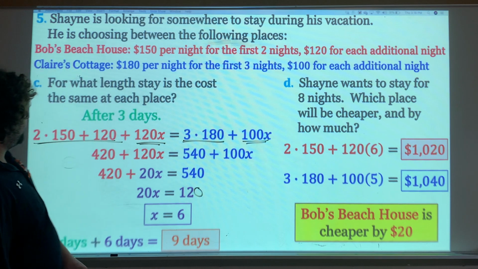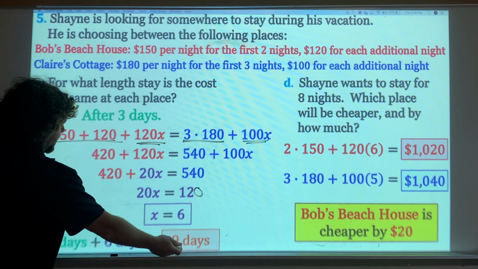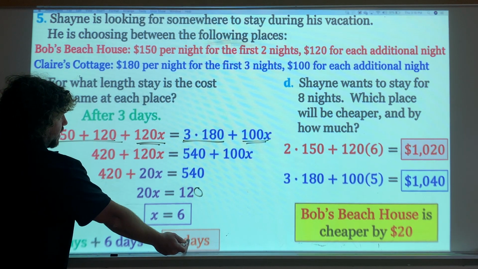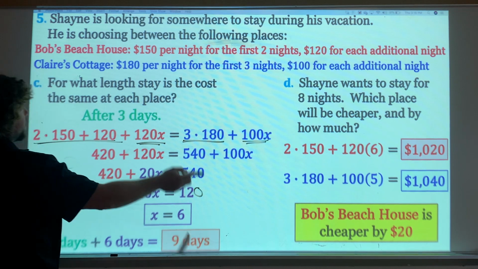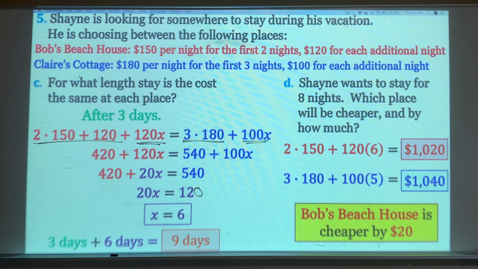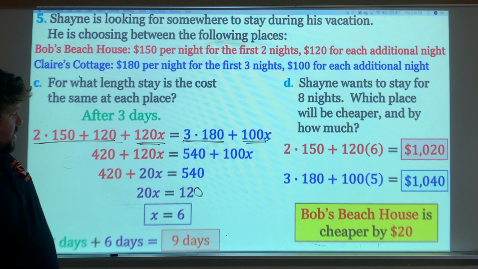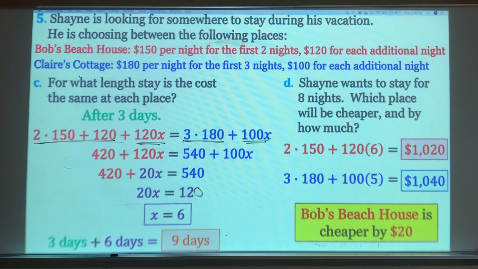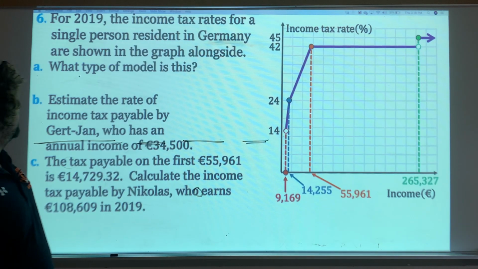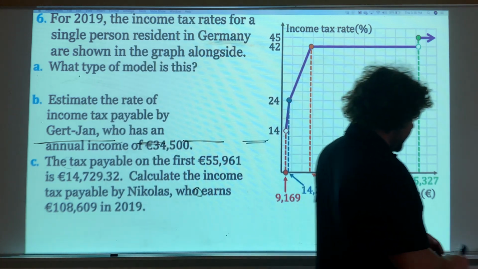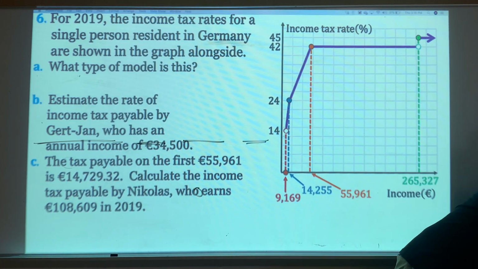But after the 8th night, 9 days are the same, and then every day after 9 days, guess what? Claire's is cheaper. So if you're going to stay there after 9 days, you're going to go to Claire's. Anything before 9, you're going to go to Bob's. All right? Why don't you guys attempt problem number 6?